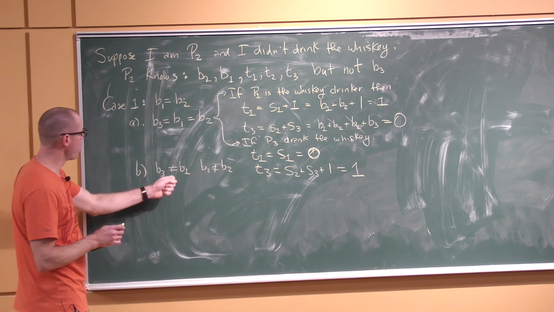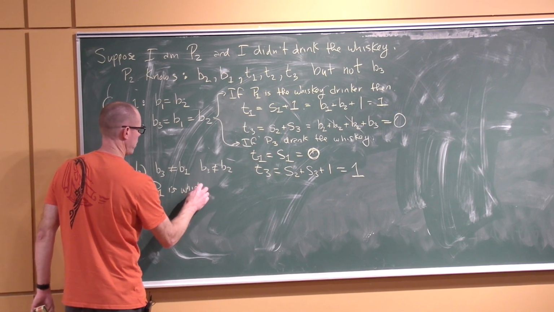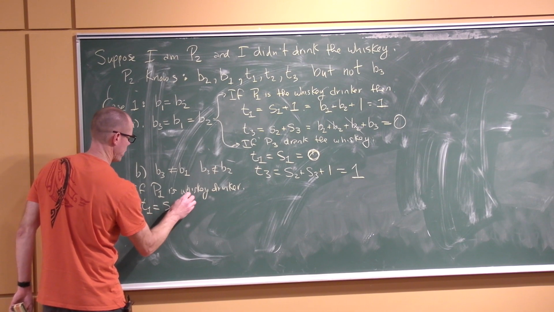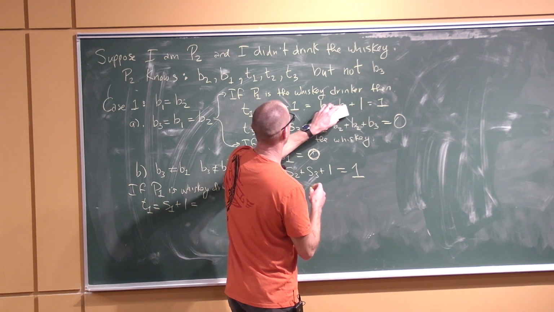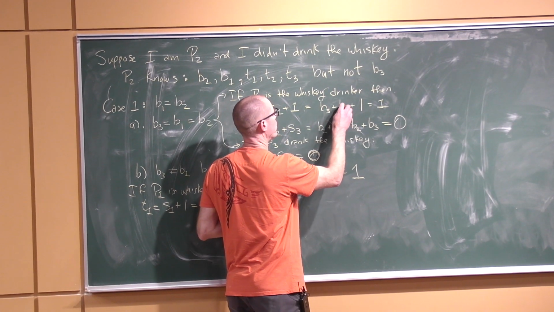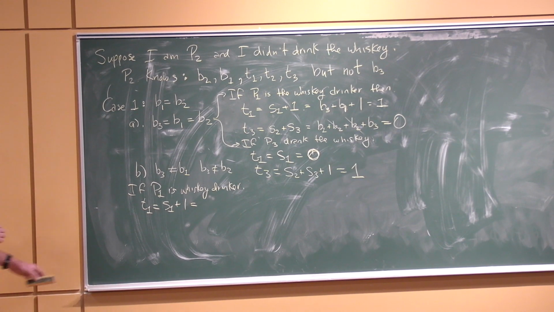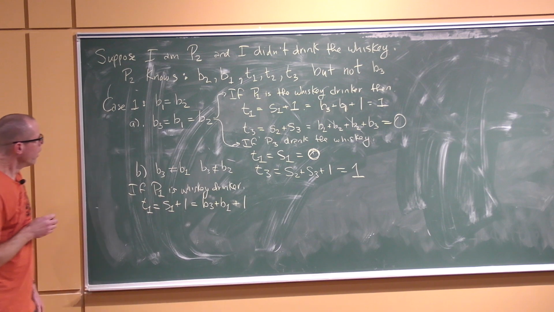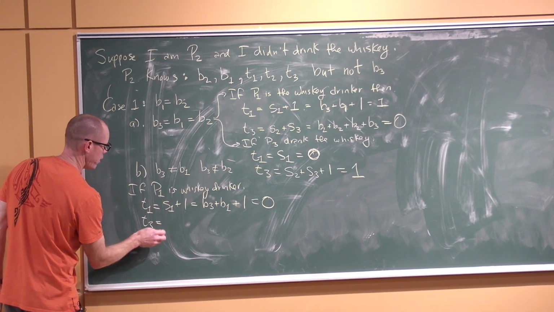All right, now let's look at what happens if this B3 is different. Well, in that case, if P1 is the whiskey drinker, then T1 is equal to S1 plus 1, and, this was a mistake, S1 is B3 plus B1. Right? S1 is what P1 announces, that's B3 plus B1. Okay, S1 plus 1 is B3 plus B1 plus 1. B3 and B1 are different, so this is 0. And T3 is S3.